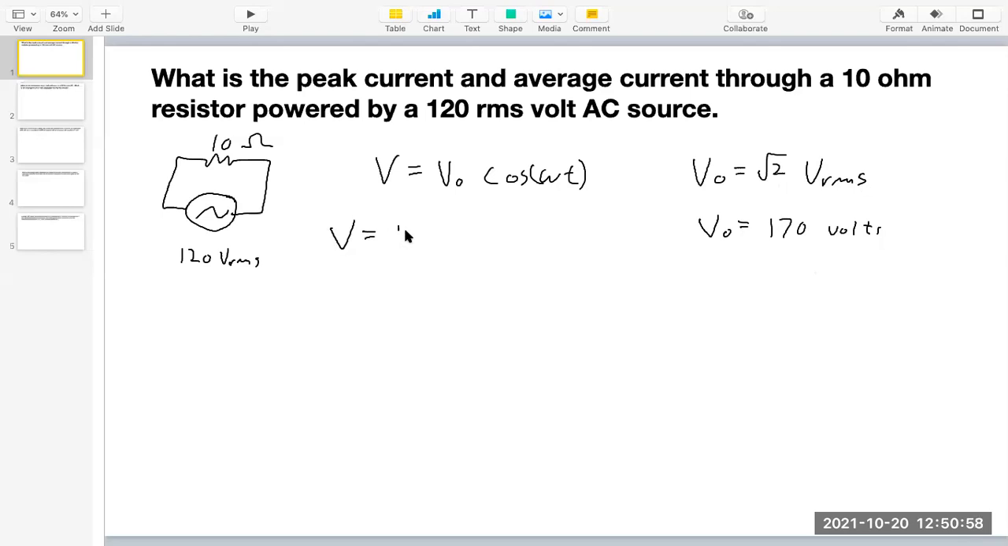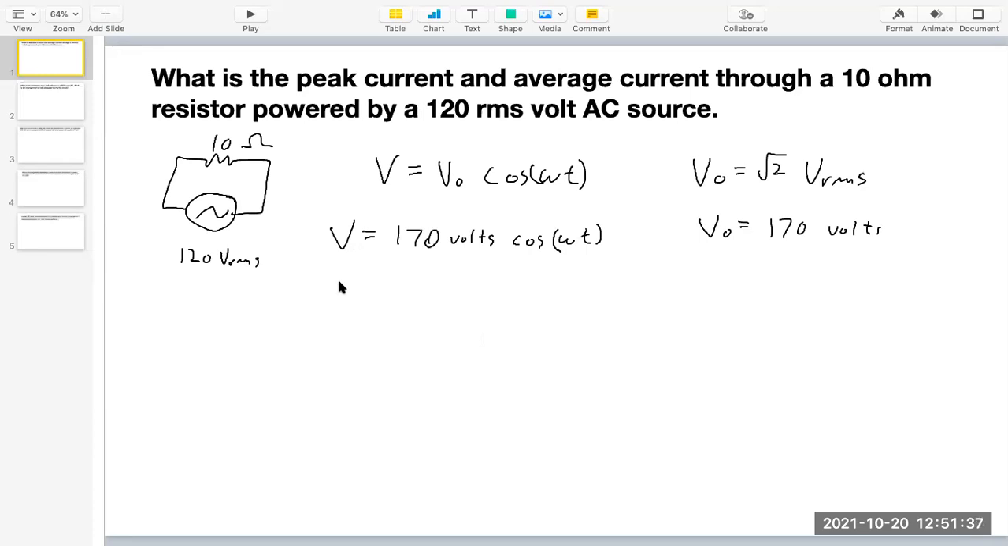Voltage, right like that. So this function, it's going to have an average value of 0. Cosine is positive just as much as it's negative. And a peak voltage of 170 volts.